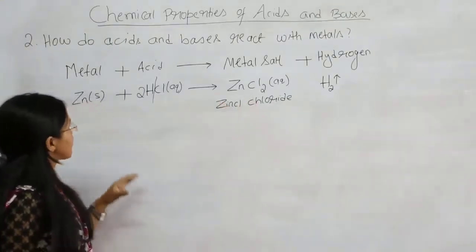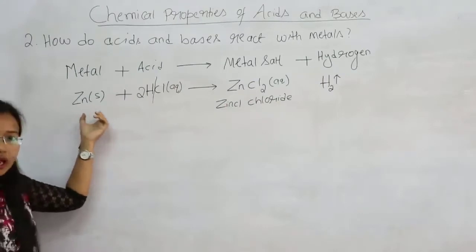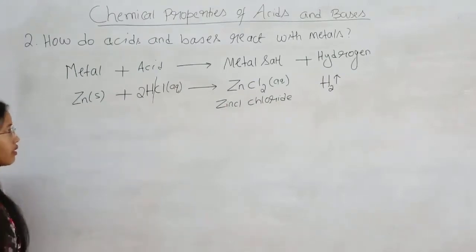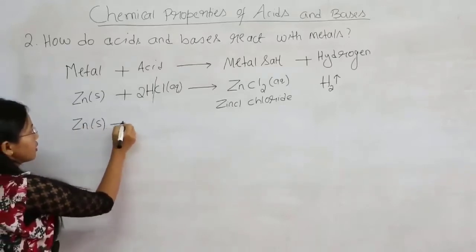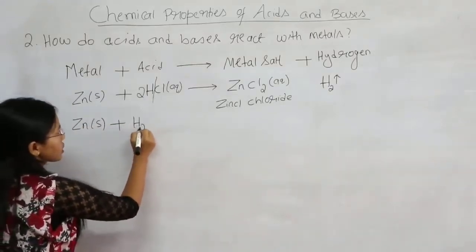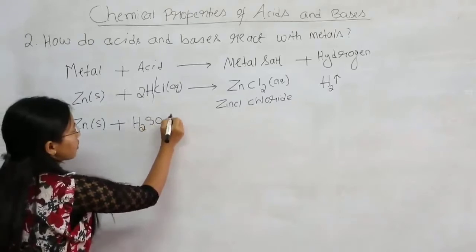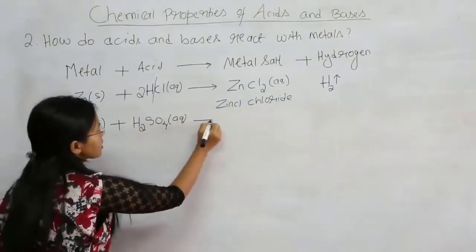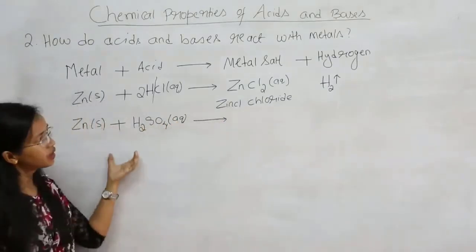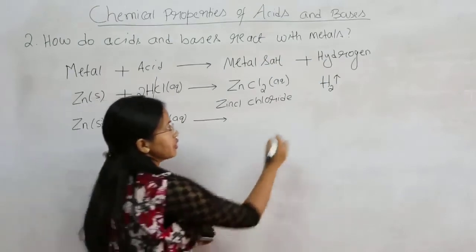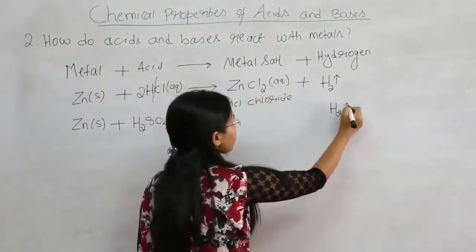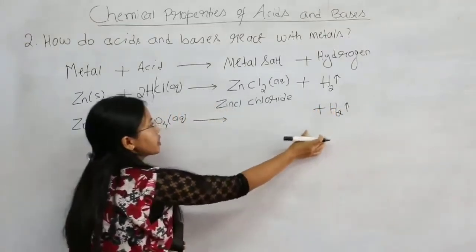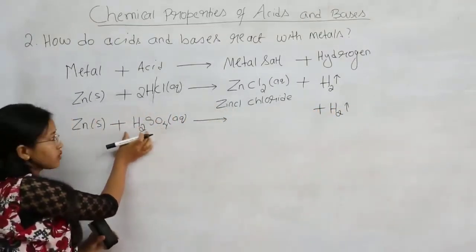Right? Same thing, you can react zinc with another acid. Let us take sulfuric acid. Zinc with sulfuric acid, let's take H2SO4. Again, this is in aqueous. So what will we get? We get hydrogen. Sorry, this is plus. We'll get hydrogen in the form of a gas. So what happened? Hydrogen is taken out. This is one, H2.